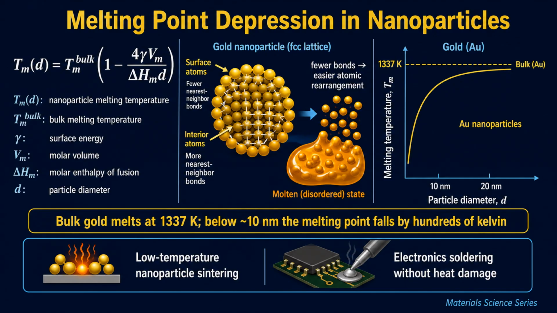This has practical applications. Nanoparticle-based soldering and sintering can be done at much lower temperatures, enabling electronics assembly on temperature-sensitive substrates. Conductive inks containing metal nanoparticles can be sintered at temperatures compatible with plastic substrates. Understanding melting point depression is crucial for predicting thermal stability during synthesis and application.